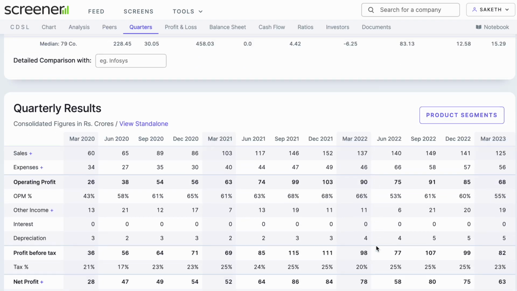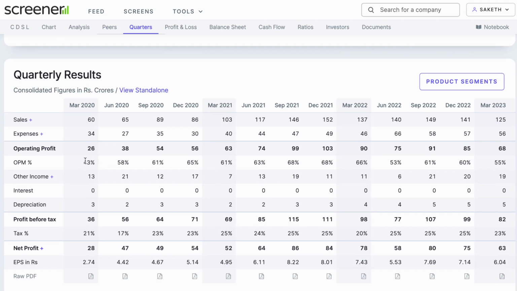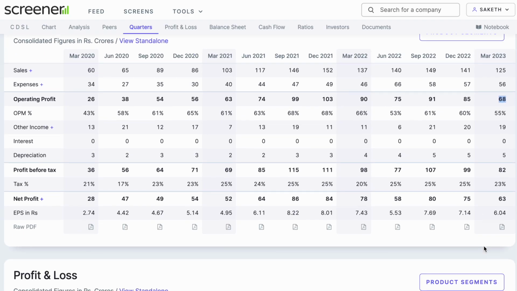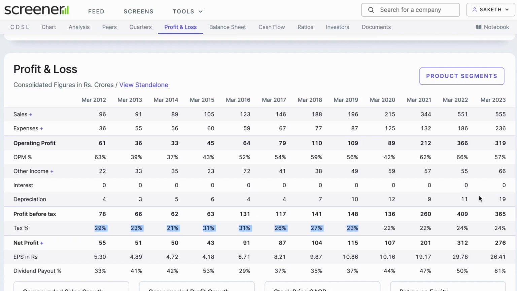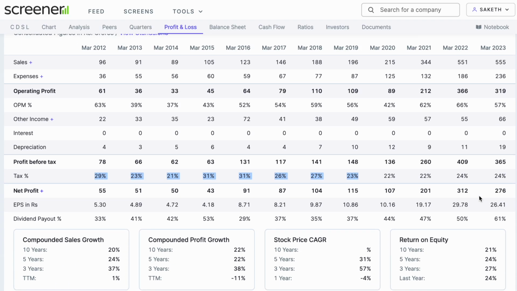Don't worry about that. And see here, their operating profit margin, OPM, was increasing rapidly. If you are doing a business of 125 crores, you get about 68 crores of profit. That's the potential that CDSL gives to you. The sales also increased from 551 to 555, and the profit is 365 crores. The net profit is 276, but before tax it is 365 and 319, and they are paying taxes in a good manner. This is the financial prospect. The OPM was very good. Sometimes the OPM may be low, but in the overall perspective it will be good.